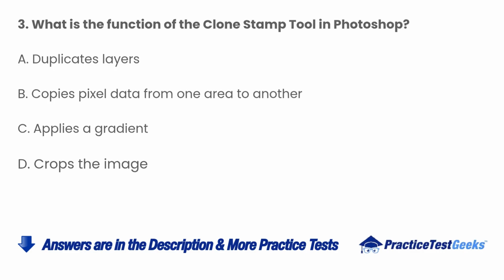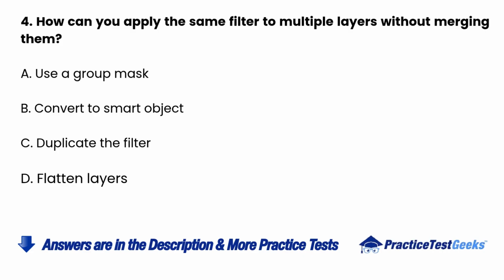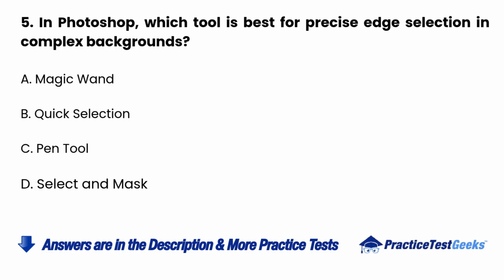4. How can you apply the same filter to multiple layers without merging them? A. Use a group mask. B. Convert to smart object. C. Duplicate the filter. D. Flatten layers. 5. In Photoshop, which tool is best for precise edge selection in complex backgrounds? A. Magic wand. B. Quick selection. C. Pen tool. D. Select and mask.